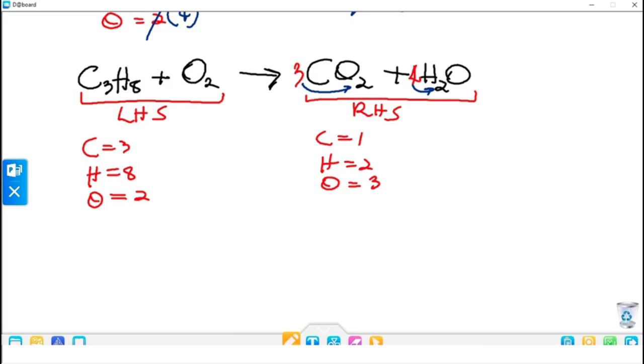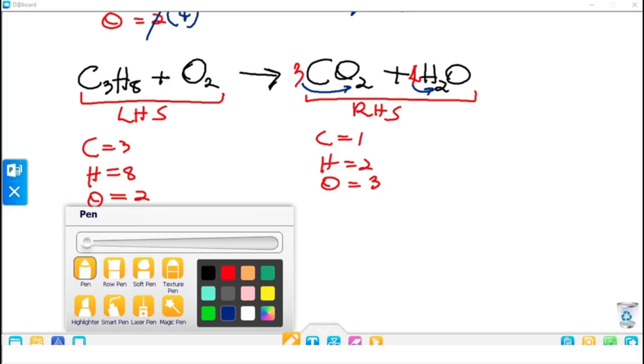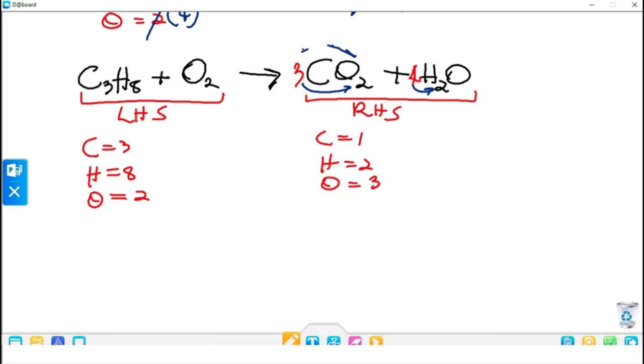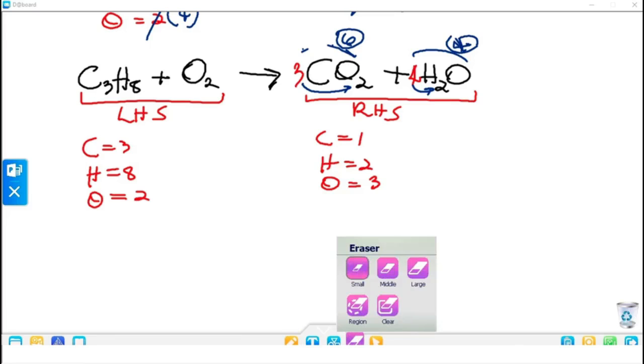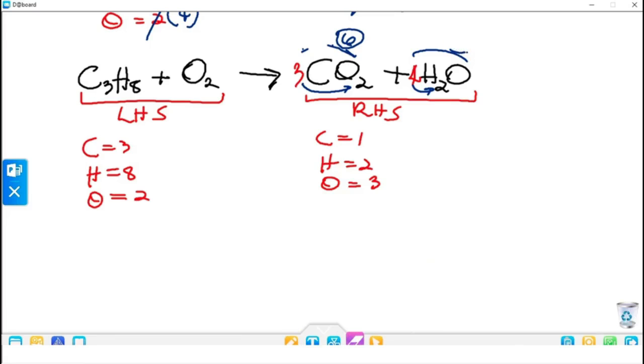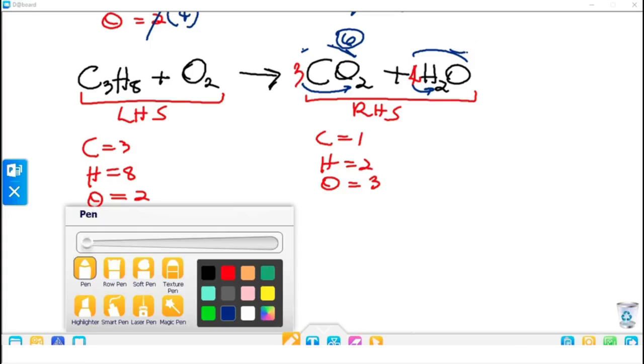Oxygen was 2 before when it was with CO2, but placing 3 in front of CO2 has made carbon become 3, and it has made oxygen become 6. So in a nutshell, we now have 6 oxygens over here and 4 oxygens over here. So oxygen is now going to be 10 in all.